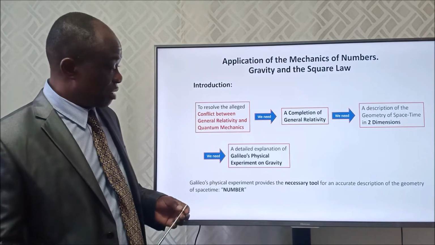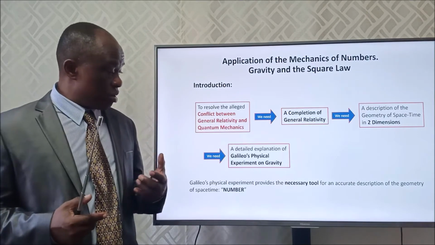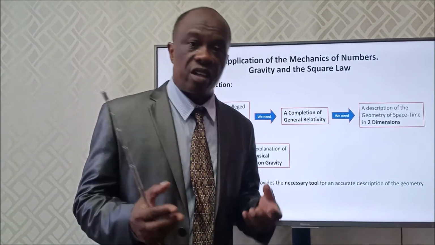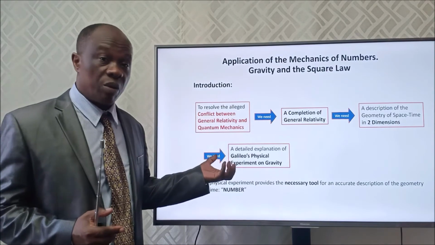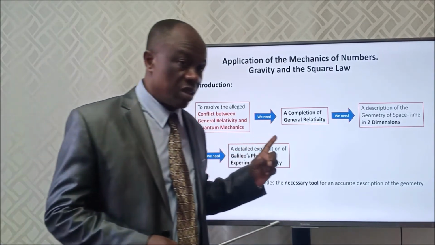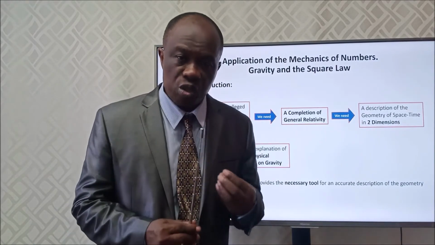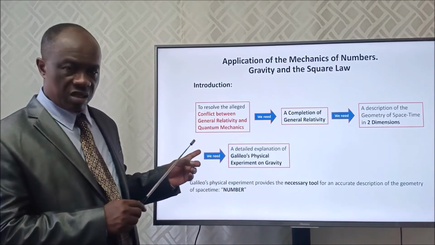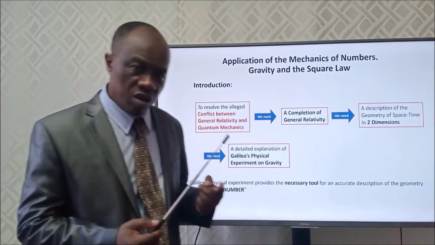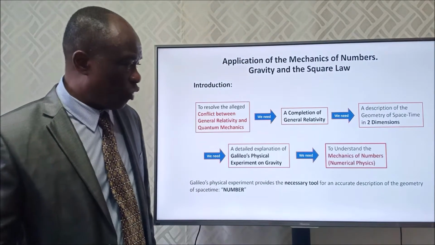We learned that general relativity was built on the foundation of the thought experiments of Einstein. But before Einstein existed Galileo, who already conducted an experiment which was so important to explain the geometry of space-time in two dimensions. Galileo's experiment will give us the tool that we need, and that tool is the number. Therefore, we will study the mechanics of numbers.